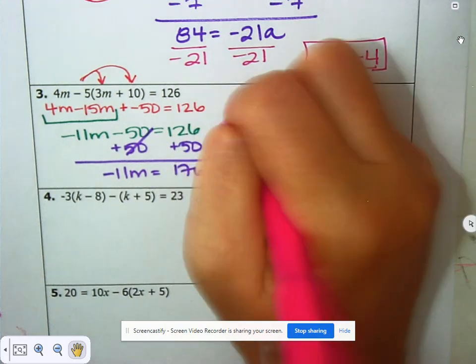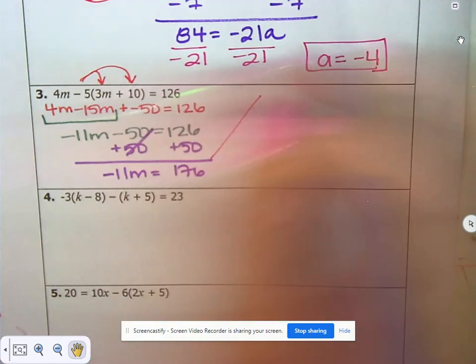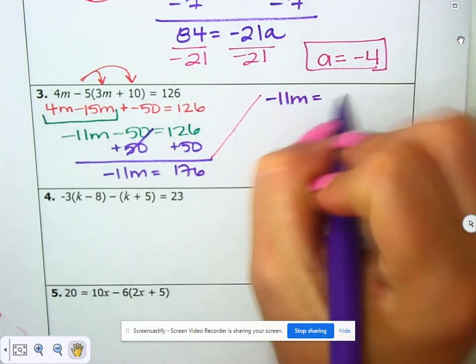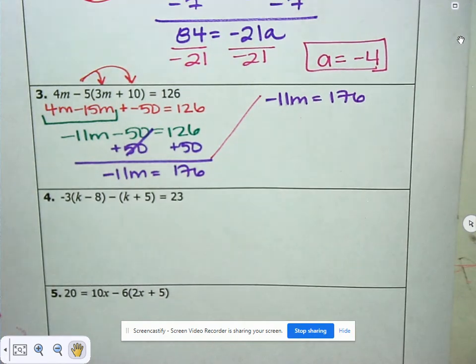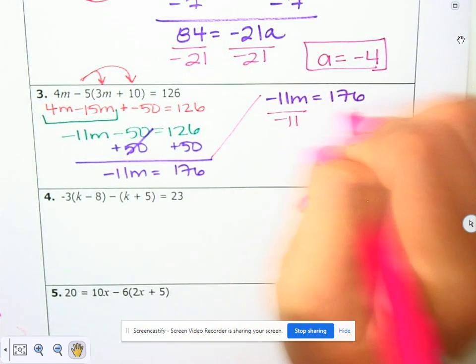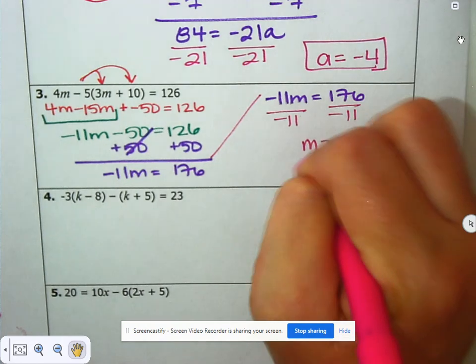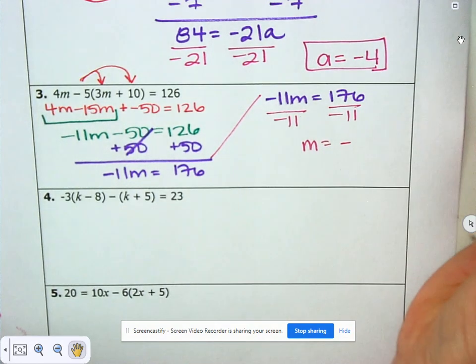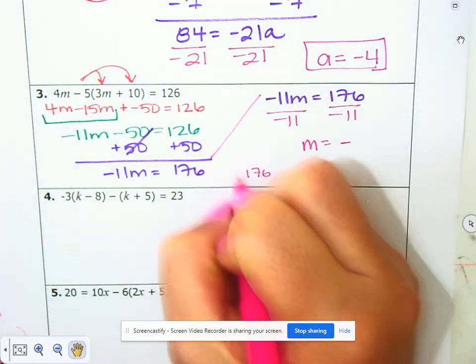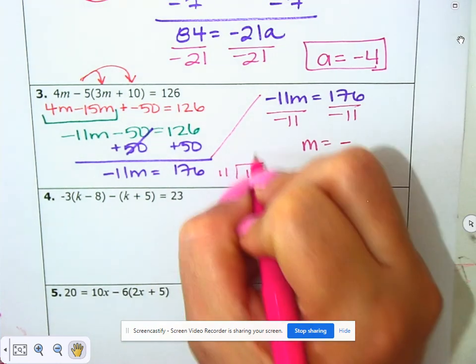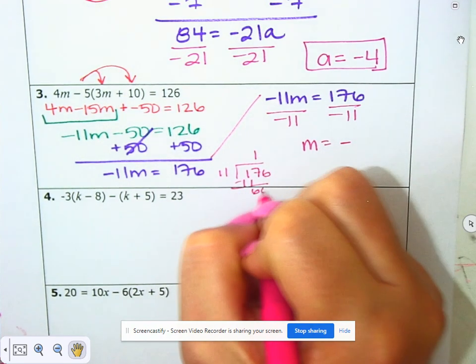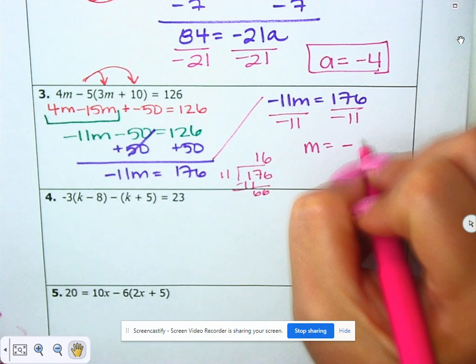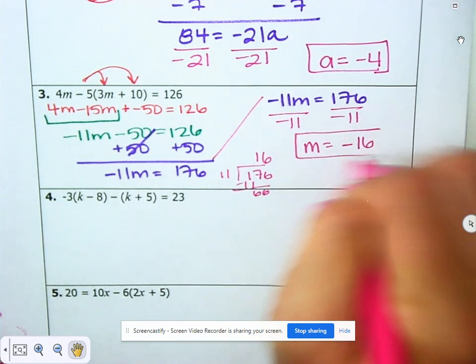Okay, so I'm going to redraw that up here so you can see it. And then our last step is to divide by negative 11. And remember, we can do that by hand. It is going to be a negative, but if I need to know what's 176 divided by 11, 11 goes into 17 one time, 11 goes into 66 six times, so it is negative 16.